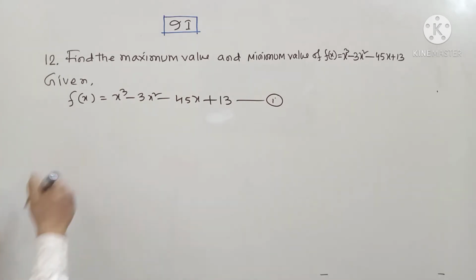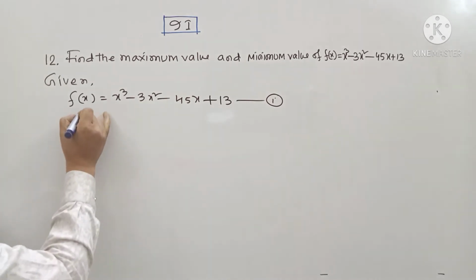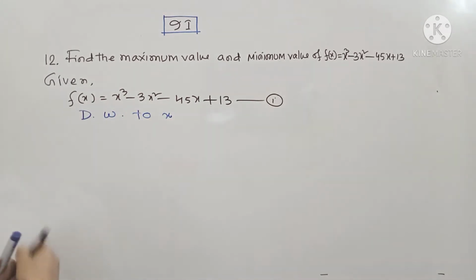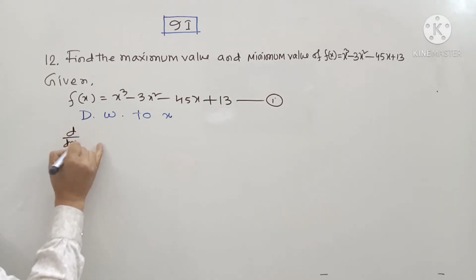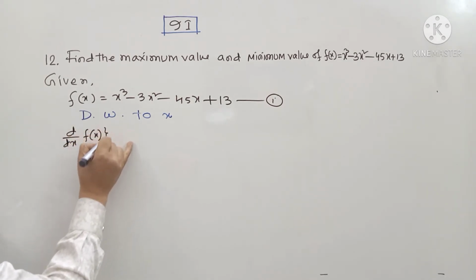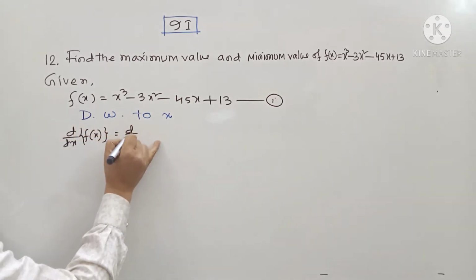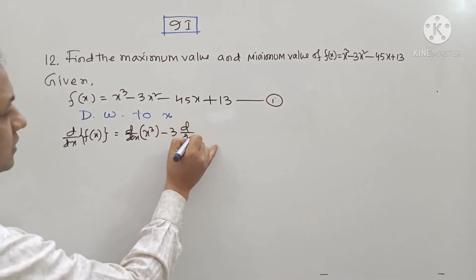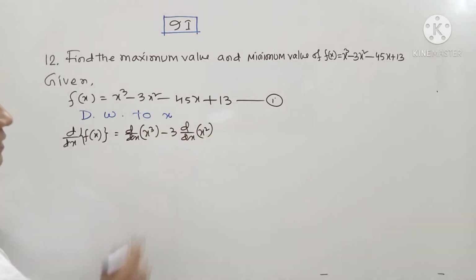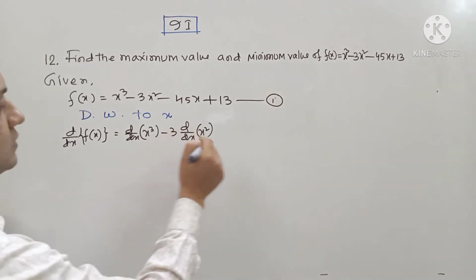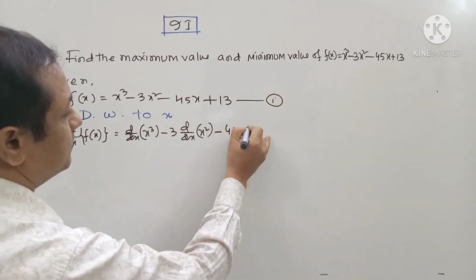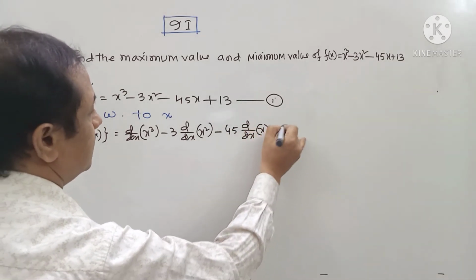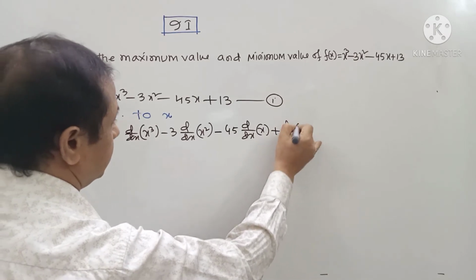Then differentiating with respect to x. Now we can write d/dx of f of x, then d/dx of x cube minus 3 d/dx of x square, because 3 is constant, so take it to the first position, and 45 is constant, take it to the first position, d/dx of x and d/dx of 13.